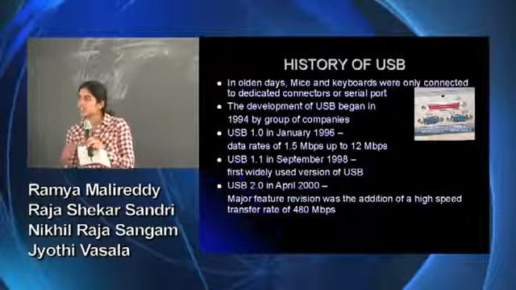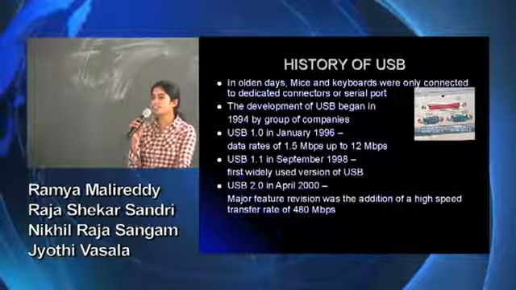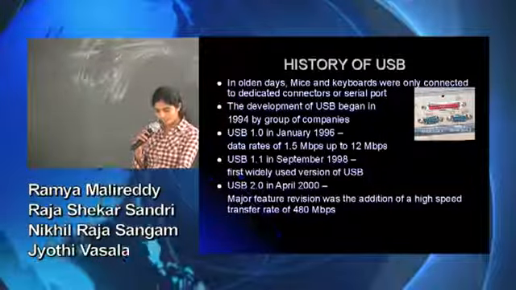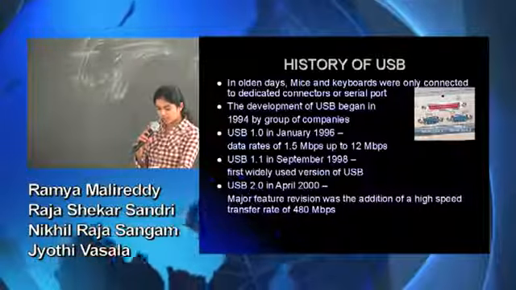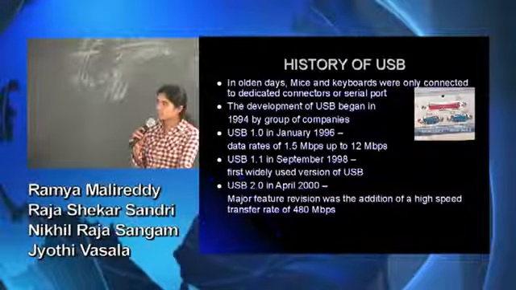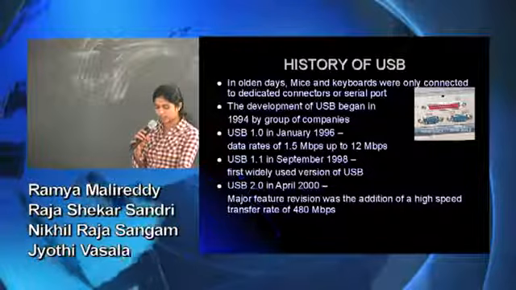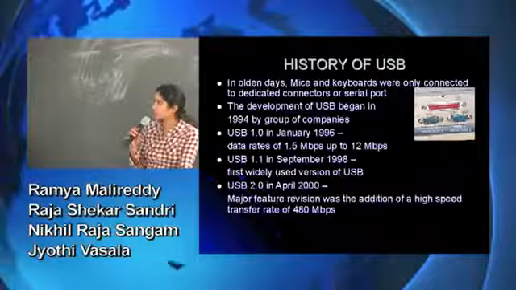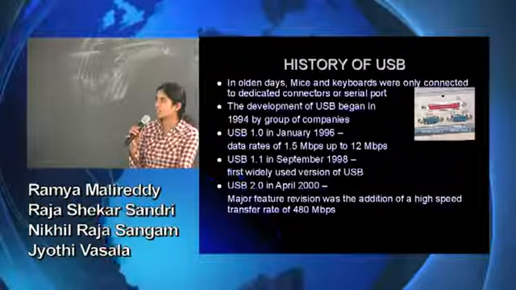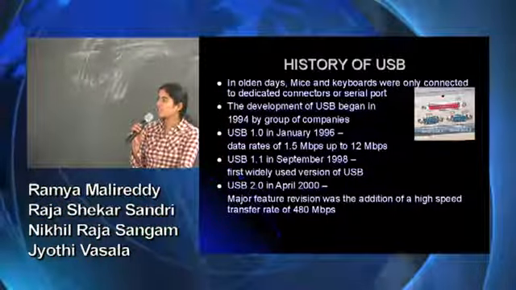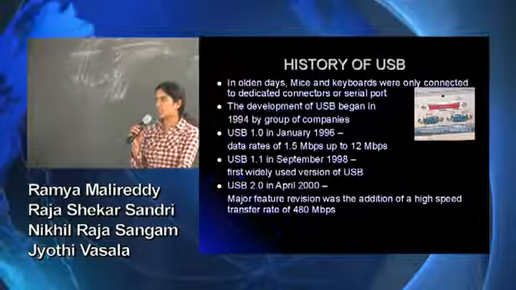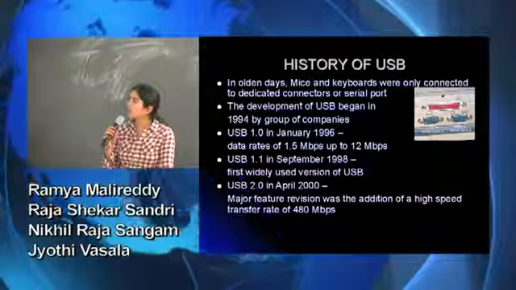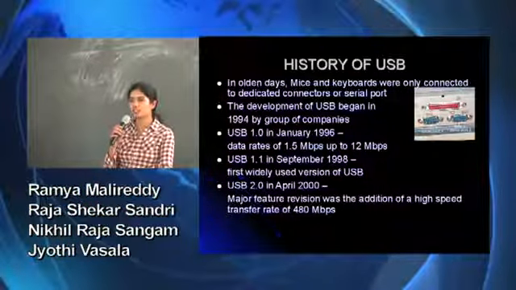It is faster, with data rates of 12 megabits. It was released in 1998 and allowed for 12 megabits. Intel launched the USB 2.0 initiative in 2000. A major feature revision was the addition of high-speed transfer at 480 megabits, with low bandwidth at 1.5 megabits.